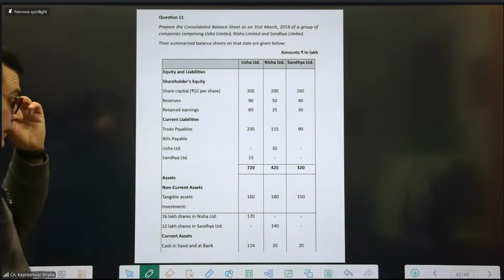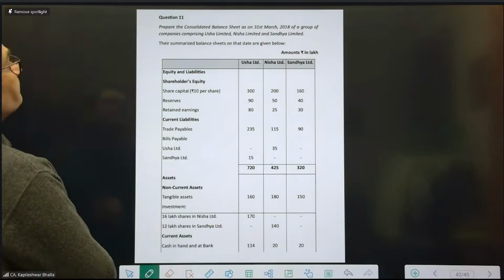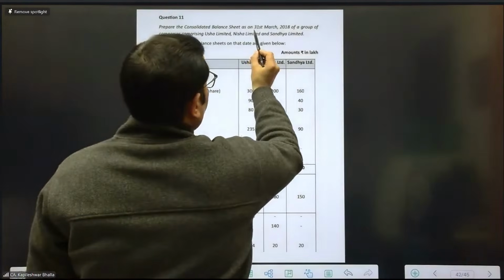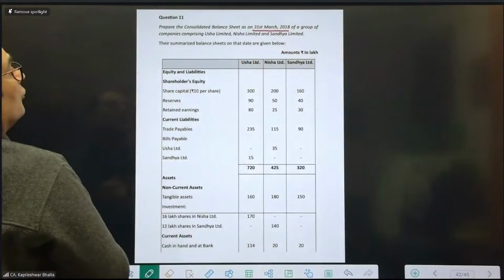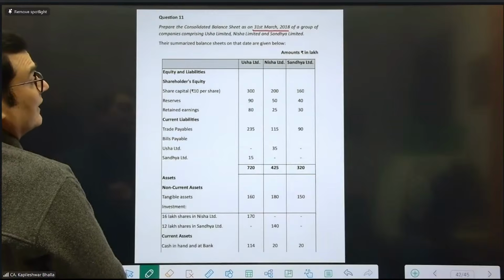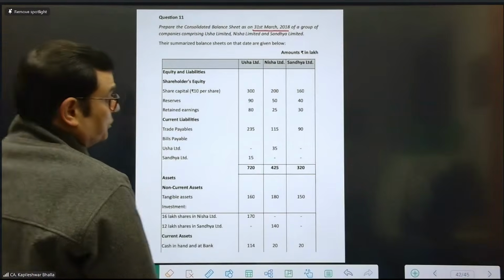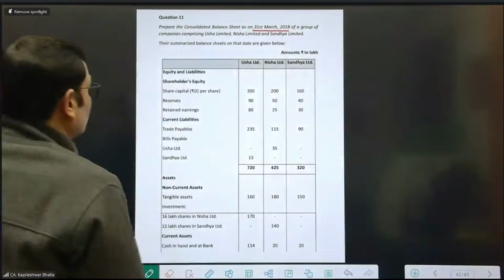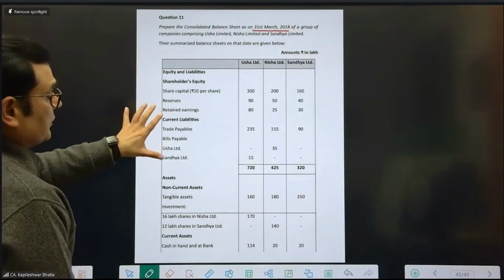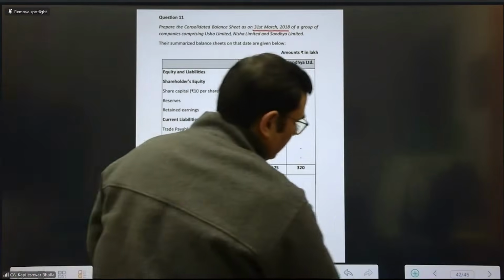Right, that's great. So let me first read the inputs in this particular question. It says we're required to make a consolidated balance sheet on March 18 for a group of companies comprising Usha, Nisha, and Sandhya. The summarized balance sheet is given, nothing major to be seen in the balance sheet so far, though it was a very old question. If you look at the balance sheet, it's not exactly in the Division 2 format, but that's perfectly okay.